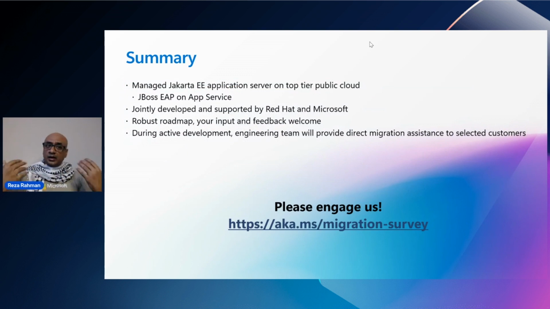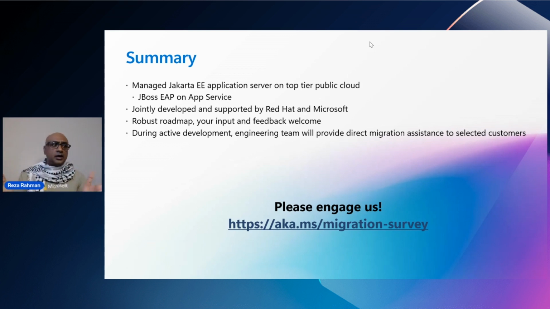So again, JBoss EAP and App Service, if you're a Jakarta EE developer, this is the thing for you on a top tier cloud in terms of a managed app server offering. It's jointly developed by us and Red Hat. We're very proud of that. There is an active roadmap, but the roadmap is subject to change through feedback from you, right? So really, we think we've done a decent job, but we don't know if we've really done a decent job. So we need to engage you to understand what we've done.